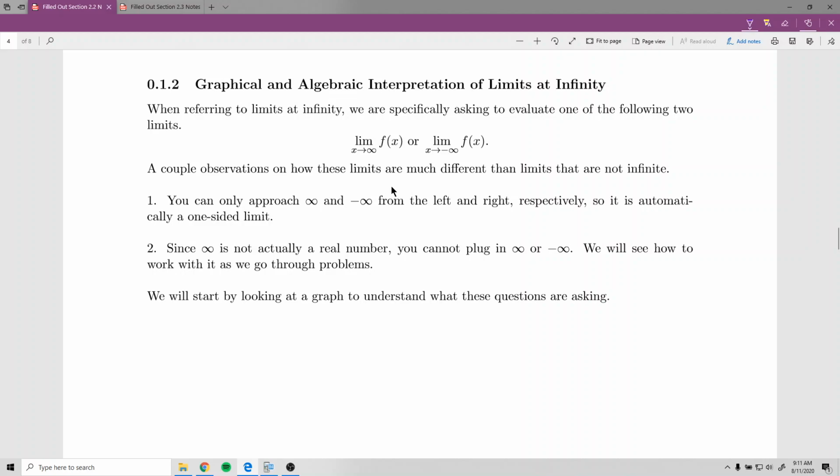Now the next thing is limits at infinity. This works a lot different than the other ones because of what it's asking. When referring to limits at infinity, we are specifically asking to evaluate either the limit as x goes to infinity of f of x or the limit as x goes to negative infinity of f of x. All right, so these are much different than infinite limits, or any limits that we've done, because you can't actually plug in infinities. But we'll see how to work around that.